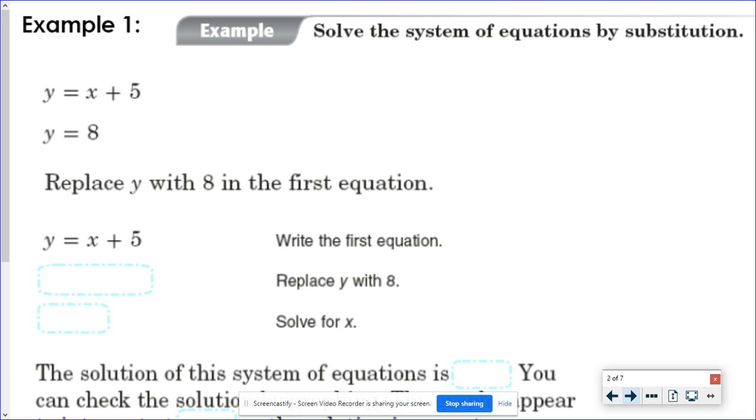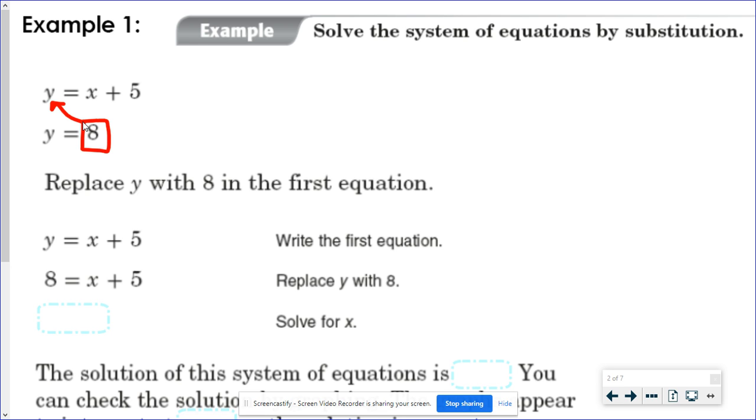So here's an example. I've got two equations, and they're pretty basic, pretty easy equations. y equals x plus 5 and y equals 8. Here's what a really simple substitution looks like. Typically, when I have these kind of problems, I start by saying, this is what my y is equal to. I'm going to substitute it in place of the y. So I have that done right here. I took the y out, and I put the 8 in its place.